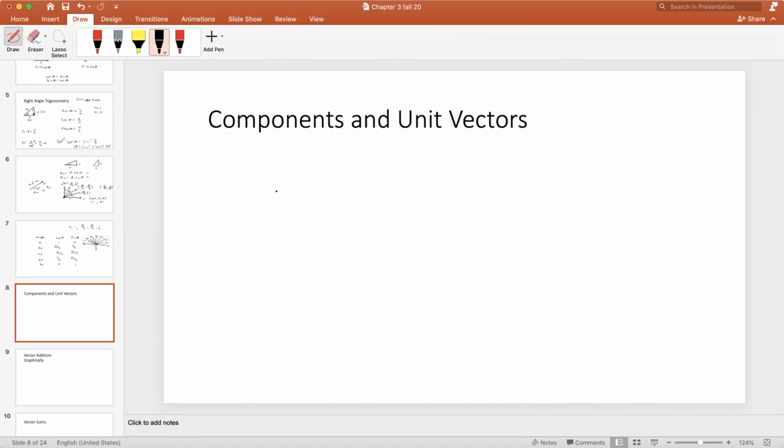And that's that vectors have components and unit vectors. So let's say this is r and this is theta, and r lies along some theta angle to the x-axis, and this is our y-axis, okay?